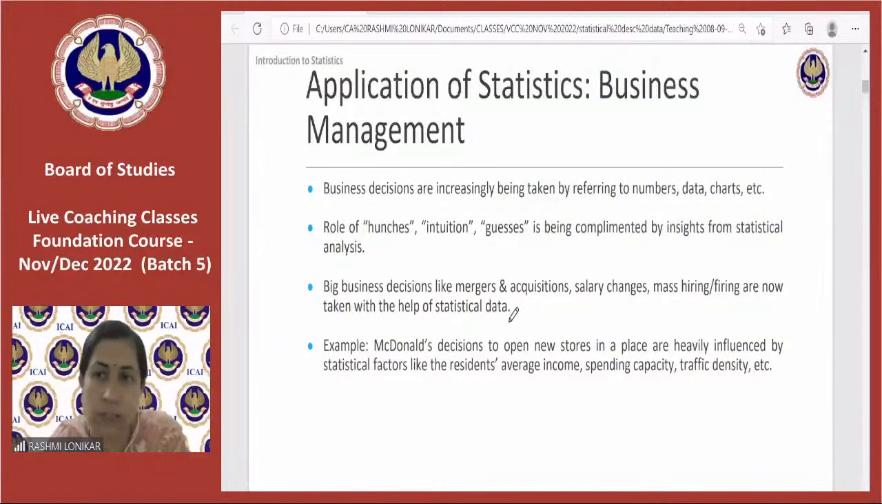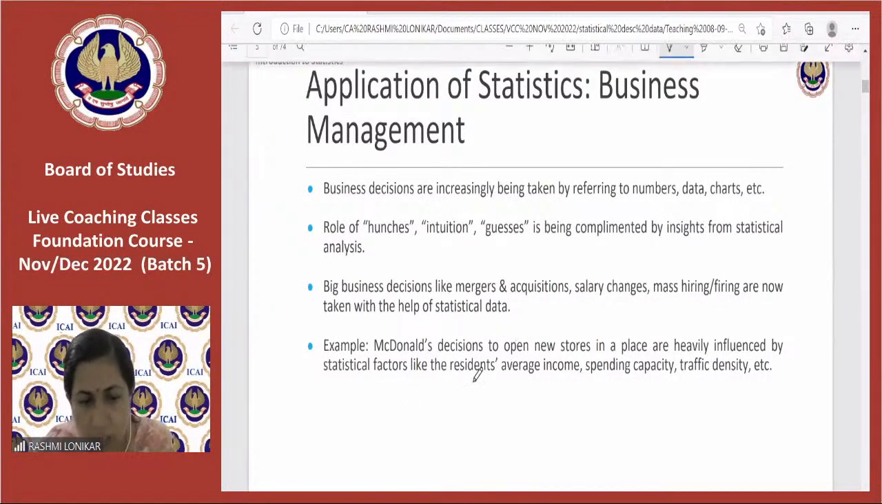Otherwise, earlier, there was a lot of reliance on hunches or my experience only. But now, using this experience and the data that is available, I am able to make more informed judgments. Like whether or not to go in for a merger, or an acquisition, or whether I should change the salary structure of my company. All those decisions can be taken on the basis of data that has been collected.